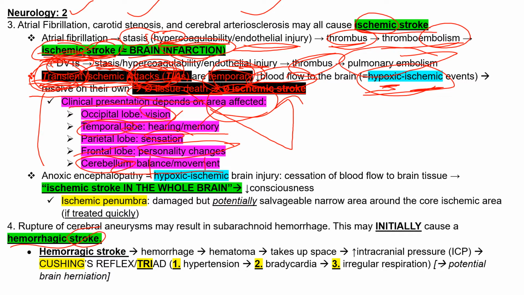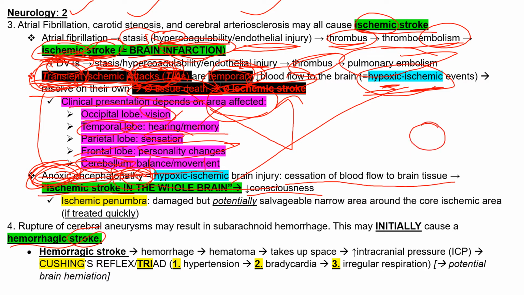Nothing else is affected. We rarely ever get anoxic encephalopathy, meaning a disease of the whole brain with anoxia, no oxygen to the whole brain, hypoxic ischemic brain injury to the whole brain. That doesn't happen very often. Cessation of blood flow to the whole brain would be causing a quote unquote ischemic stroke to the whole brain. That doesn't really happen, but when it does, you're talking about decrease in consciousness as a matter of fact.